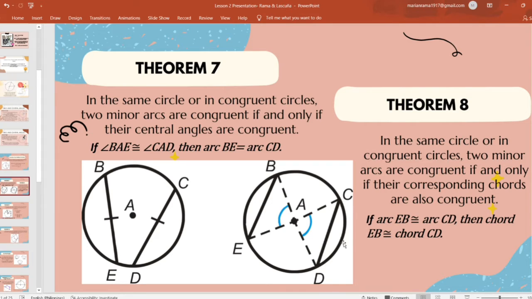Now for theorem 8, in the same circle or in congruent circles, two minor arcs are congruent if and only if their corresponding chords are also congruent. If you have seen here, we have arc EB, and as you can see, we have our arc EB and our arc CD.